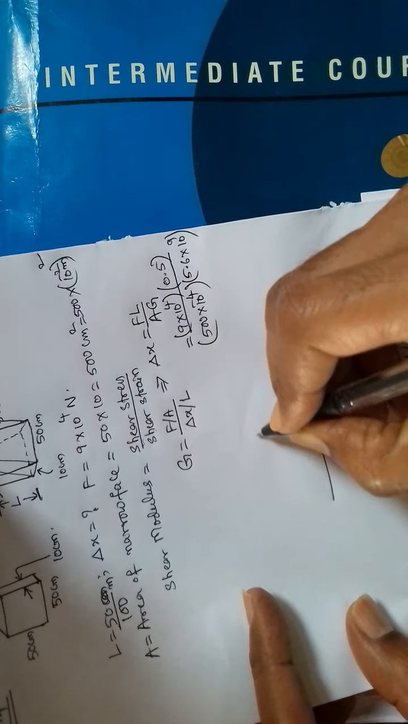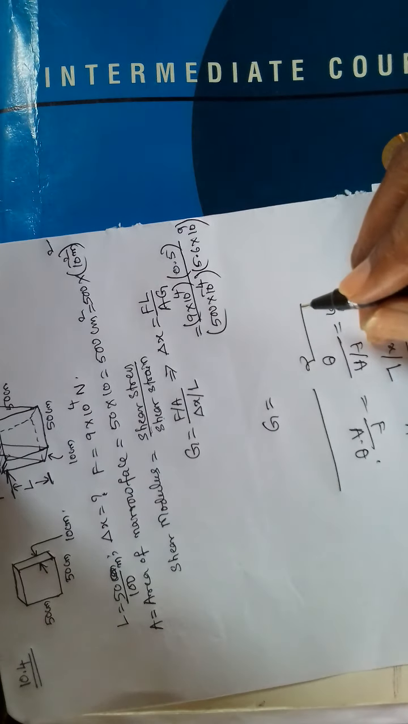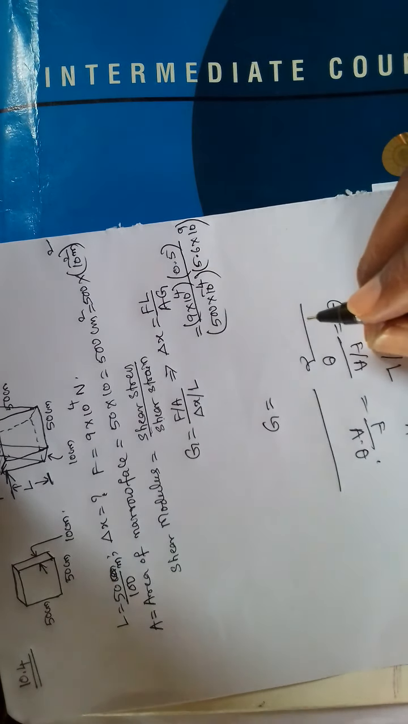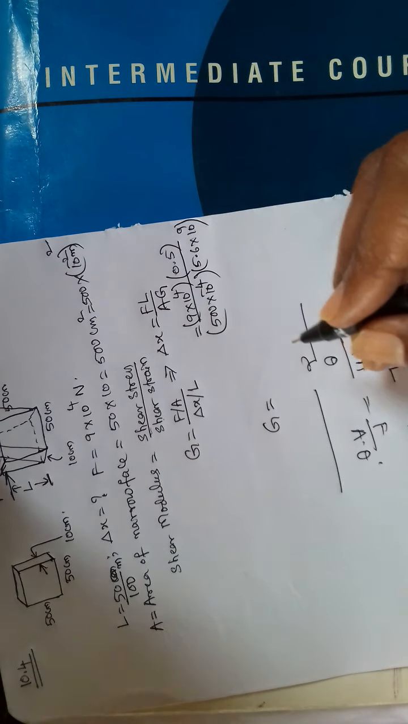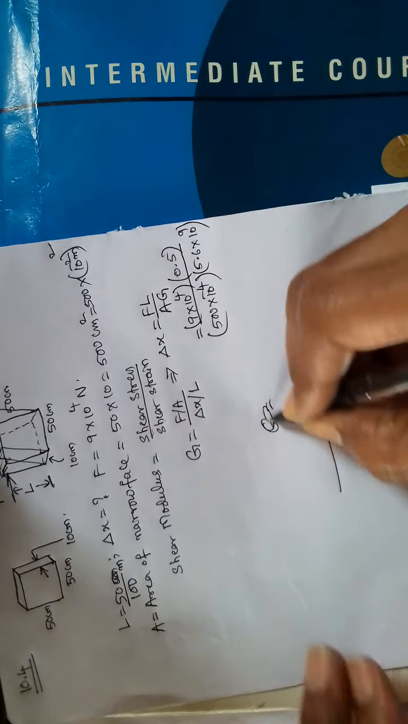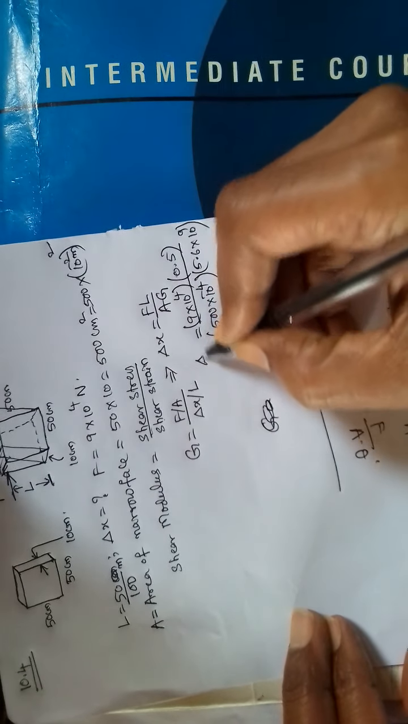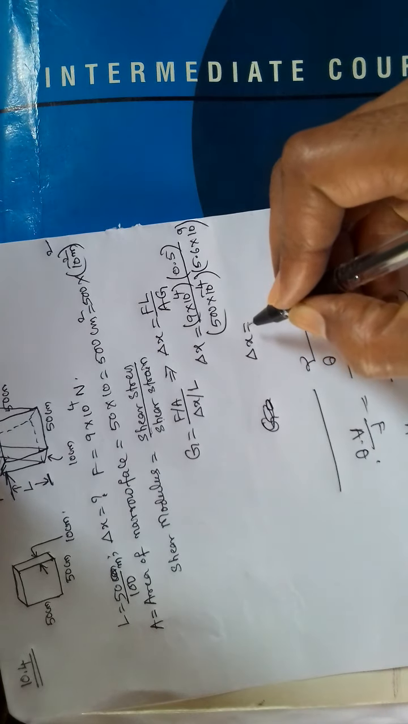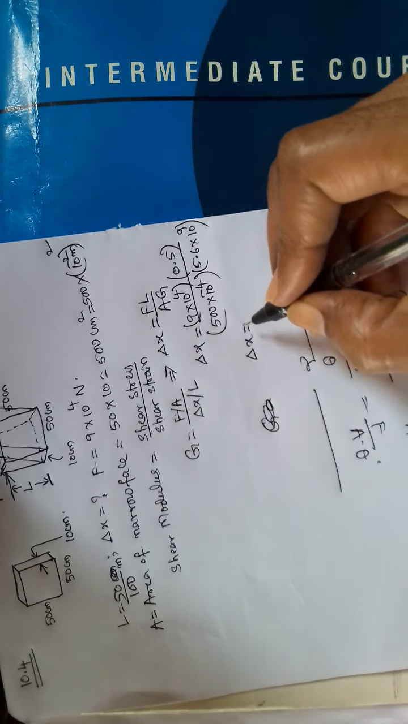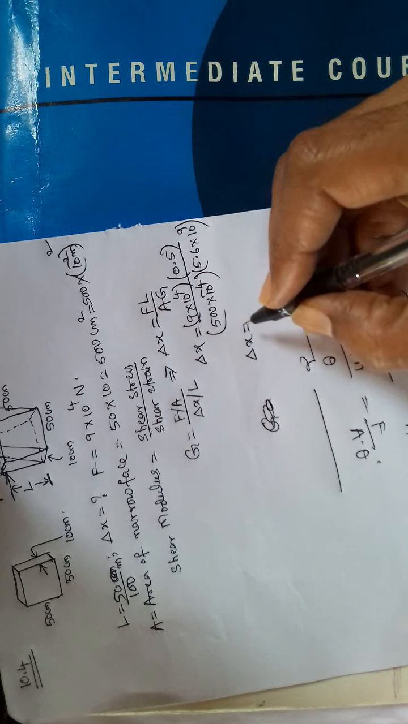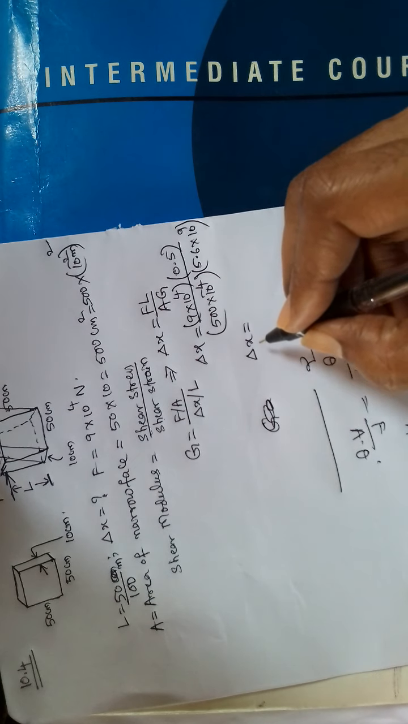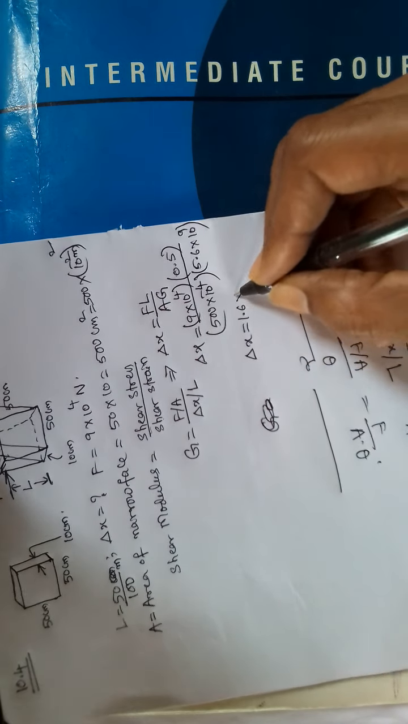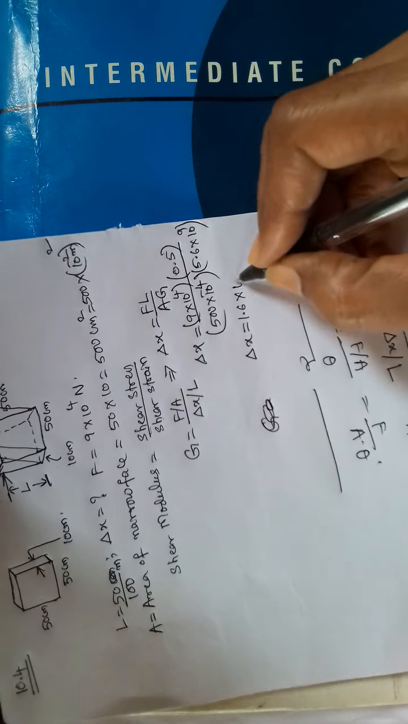So substituting the values and simplifying, we get the answer, that is 1.6 into 10 power minus 4 meter.